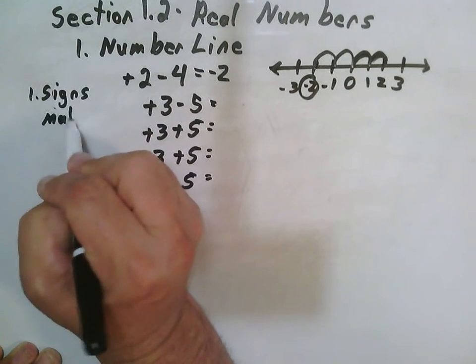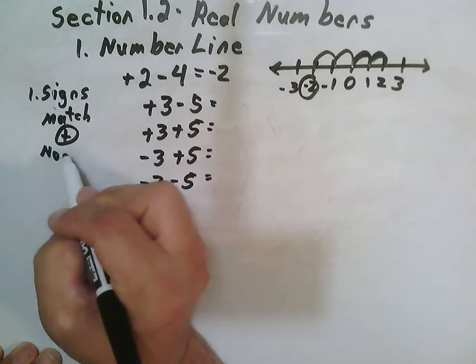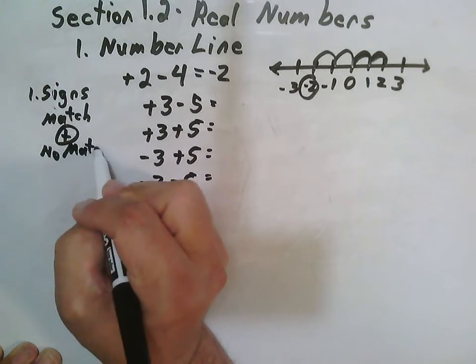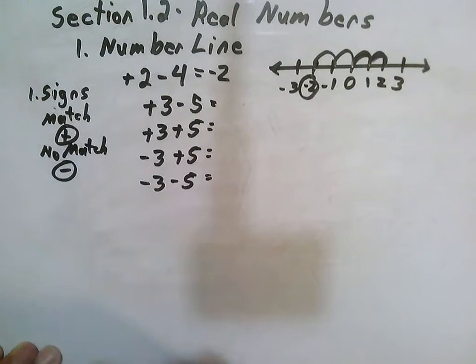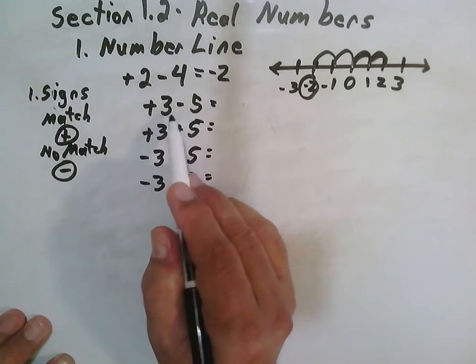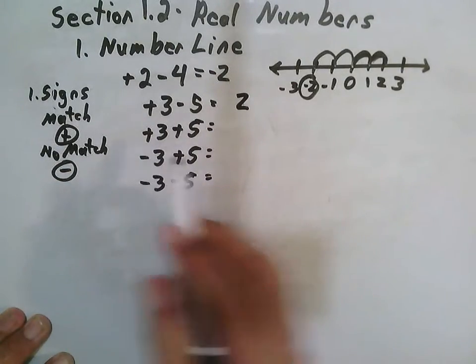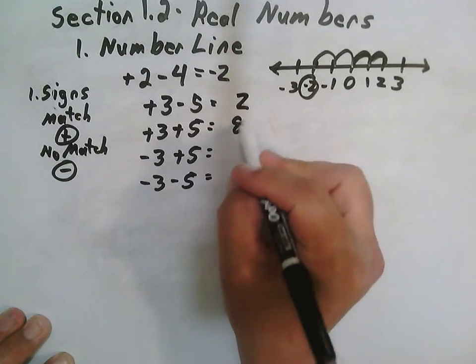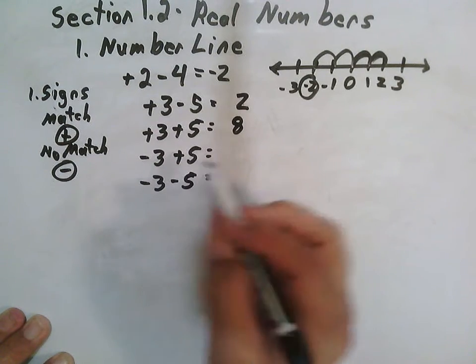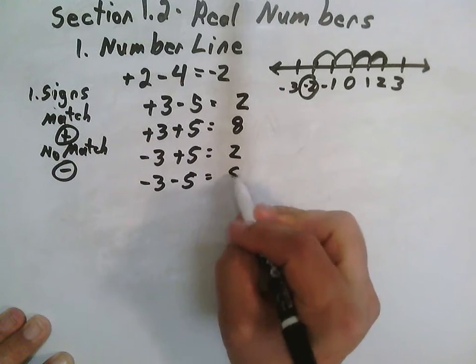If my signs match, then I always add the numbers. If they do not match, then you always subtract the numbers. That's always the case. So in this case, these match, these do not match, so I'm going to subtract. 5 minus 3 is 2. For this one, they match. I'm going to add them. 5 plus 3 is 8. For this one, they do not match. I already know that 5 minus 3 is 2. And for the last one, they match. So once again, I'm going to add them together and get 8.